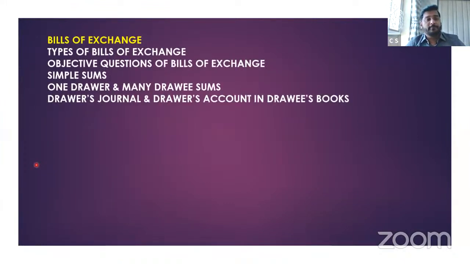Bills of exchange, types of bills, objective questions of bills of exchange, simple sums. That is one typical type of bill drawn by the drawer, and the drawee accepts it, and the drawer discounts it and then renews it, and the drawee accepts a second bill, and then the drawee is declared insolvent, something of this sort.